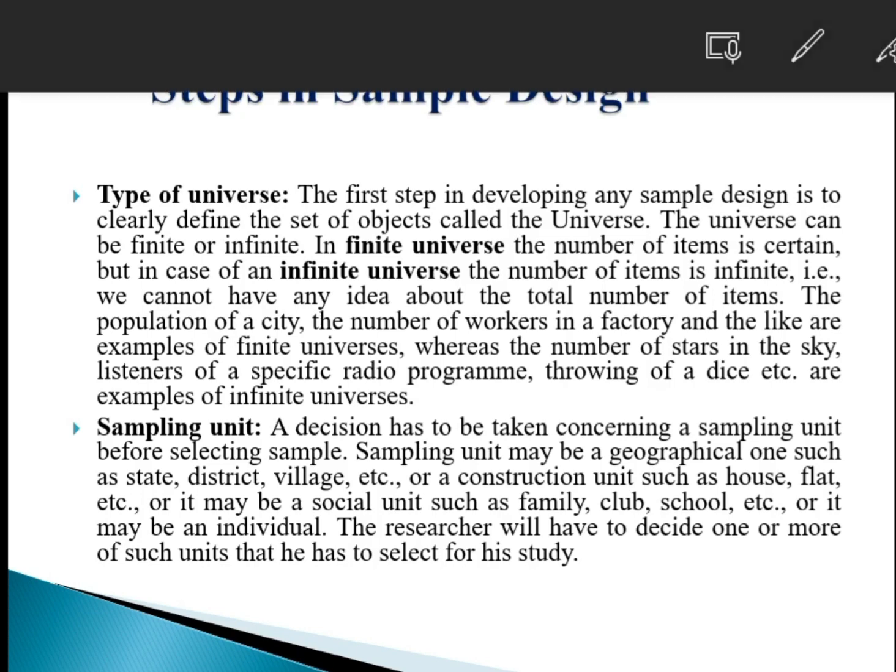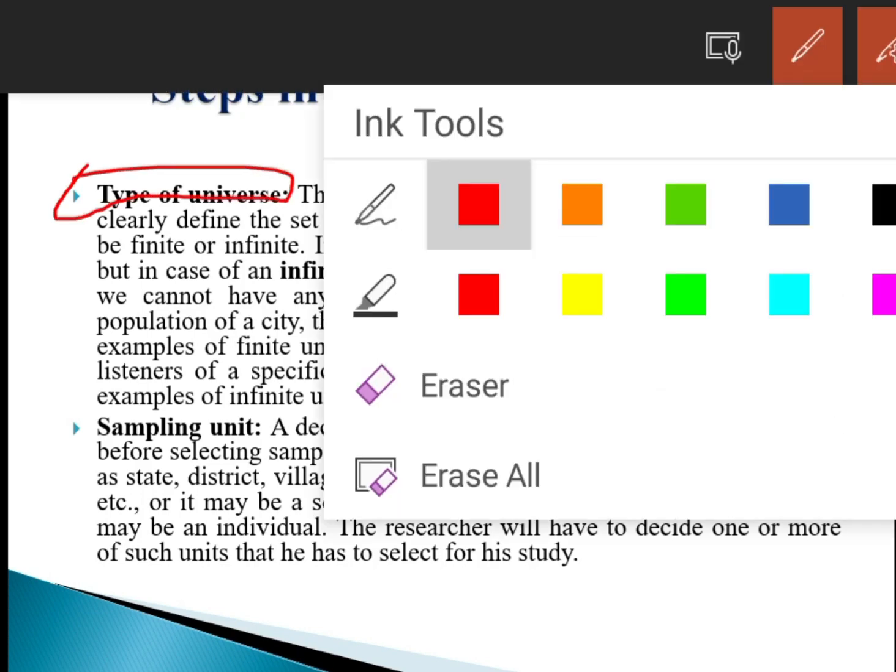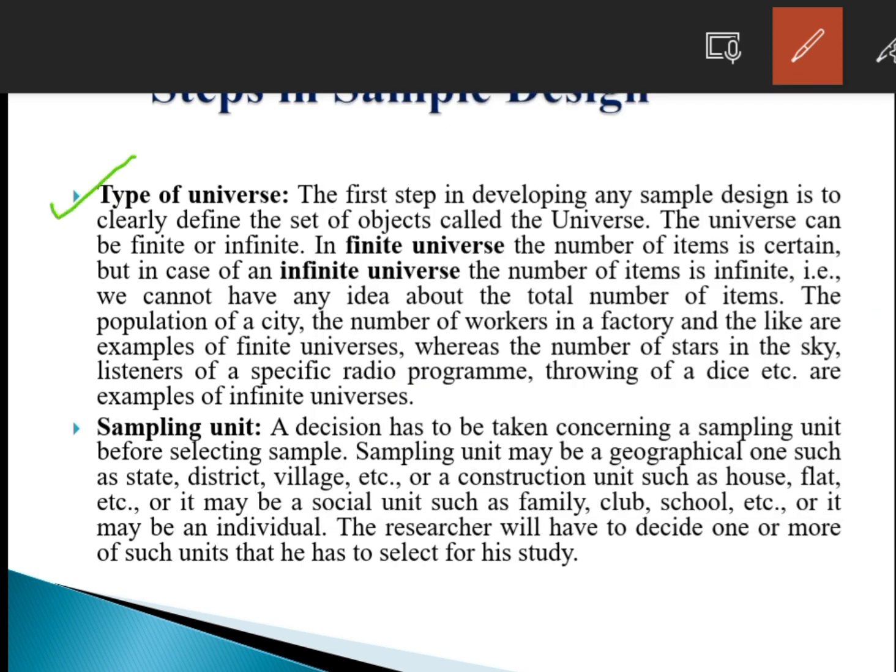First of all, the first step is the type of the universe. That is, we have to be clear about what our universe is, from where we collect the data. So this is the first step for the sample design. In that we clearly define the set of objects called the universe.